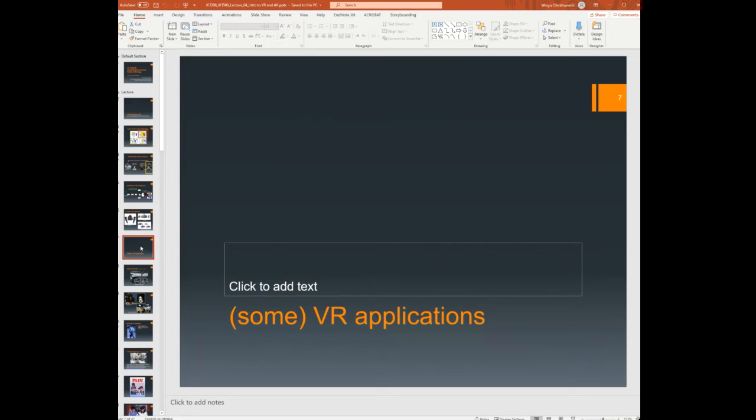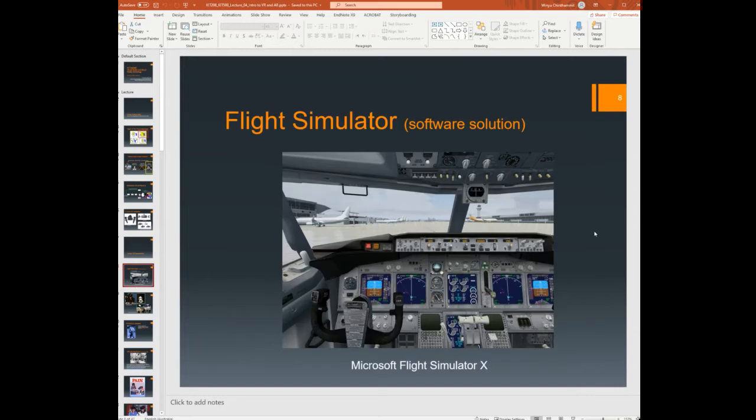So some of the VR applications here. This is what we talked about before, the flight simulator. This is what we discussed in my previous lecture, how you simulate environments and can control different components.